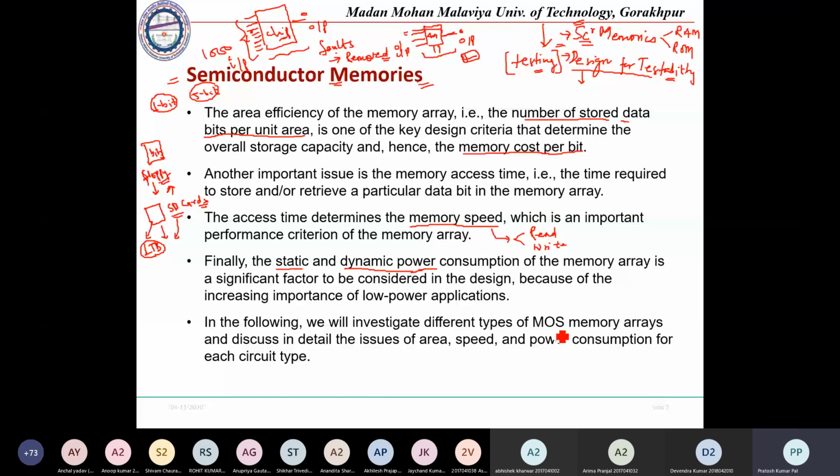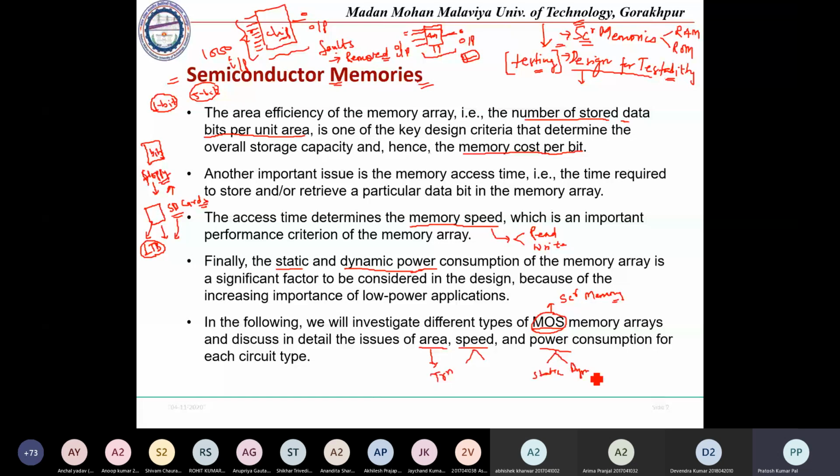So in the inverter part, or different circuit designing, we have already discussed the area constraints, speed, and the power dissipation. Area is with respect to the number of transistors we are going to use for designing a particular circuit; that is going to define the area requirement. Speed will be with respect to whether it is a dynamic or static circuit, either it is using a clock or not. And the power dissipation will be static and dynamic power dissipation.